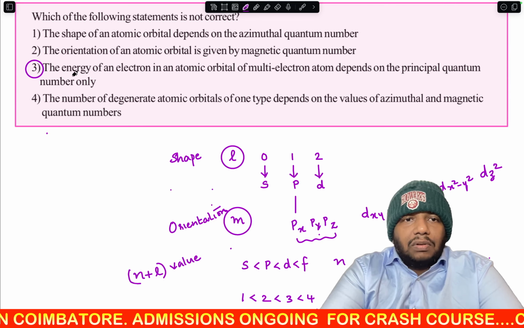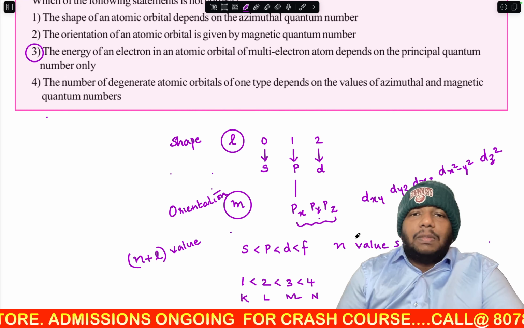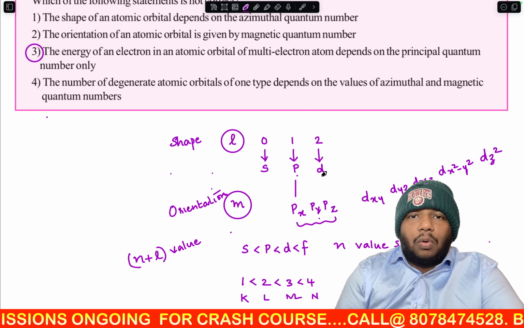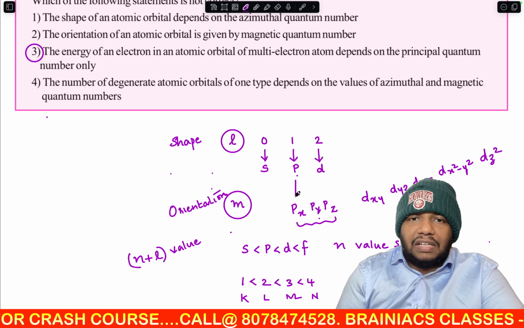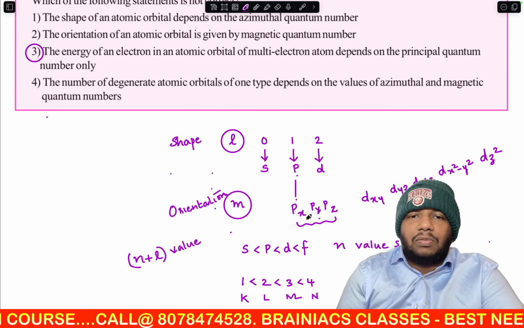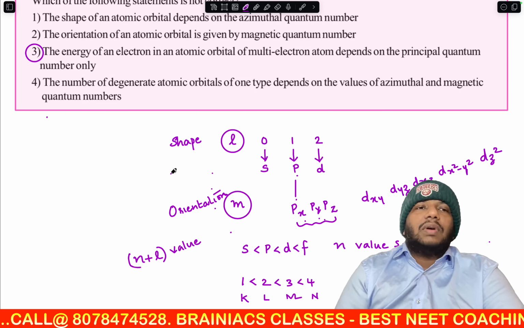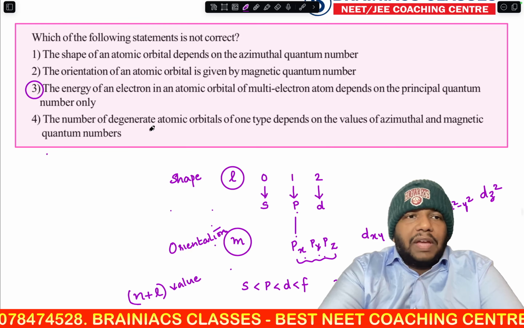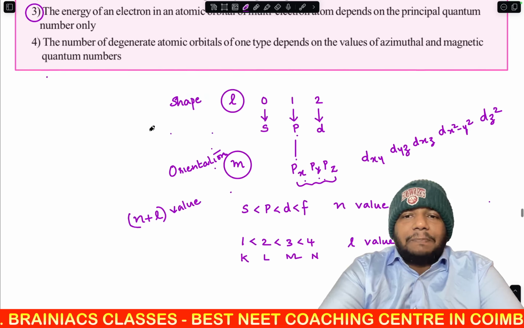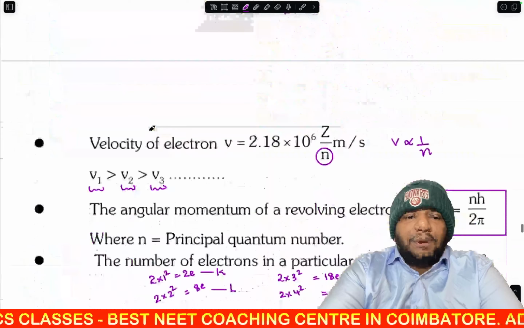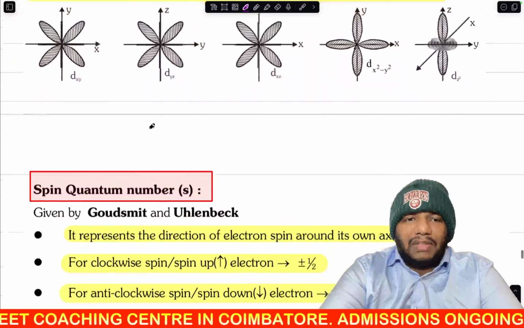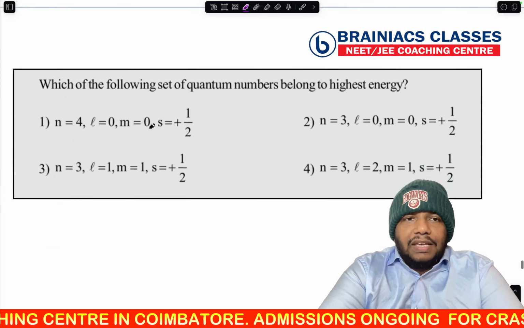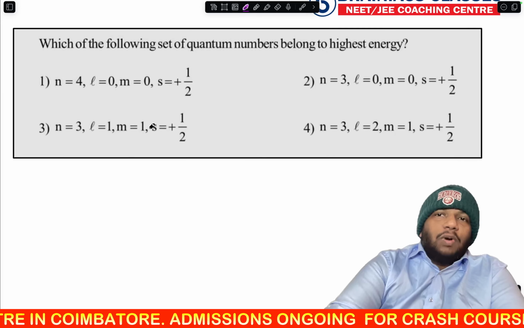So degenerate, if I am comparing p and d, I cannot say that. But for a similar type, it depends upon the l value, that gives you the shape, and orientation gives you x, y or z. So I can say that's a true statement. So my answer here is 3. Clear? So let's move to the next question. I hope you will be able to answer it very properly. It's now again a cakewalk.